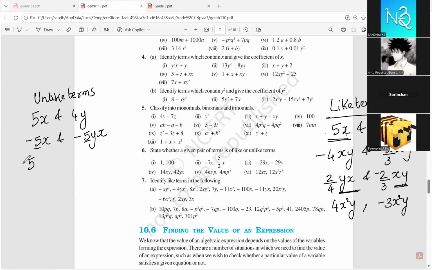And if it is 25 by 3 xyz and 5 by 3 yz, here y is there, here also y is there, but it is an unlike term. Why? Because x is not present here. So that's why it is an unlike term. Clear? What are unlike, what are like? Okay, so we can now stop the class.